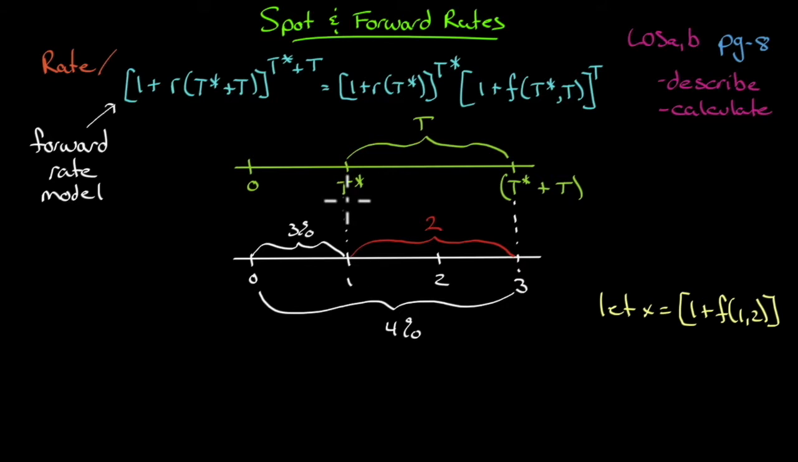This obviously is t star plus t. So what do we do? This couldn't be easier actually once you see it in this format. What is this first term here? It's 1 plus the spot rate for a zero that matures at t star plus t, which is 3 years. That's a 4. So it's 1.04 to the power of t star plus t, which is 3, must equal 1.03, and this is only 1 period, times x squared.